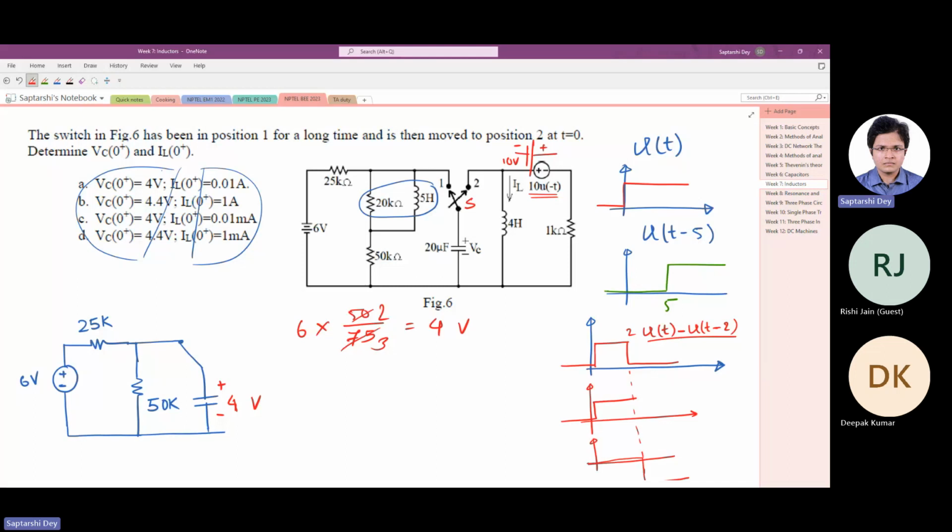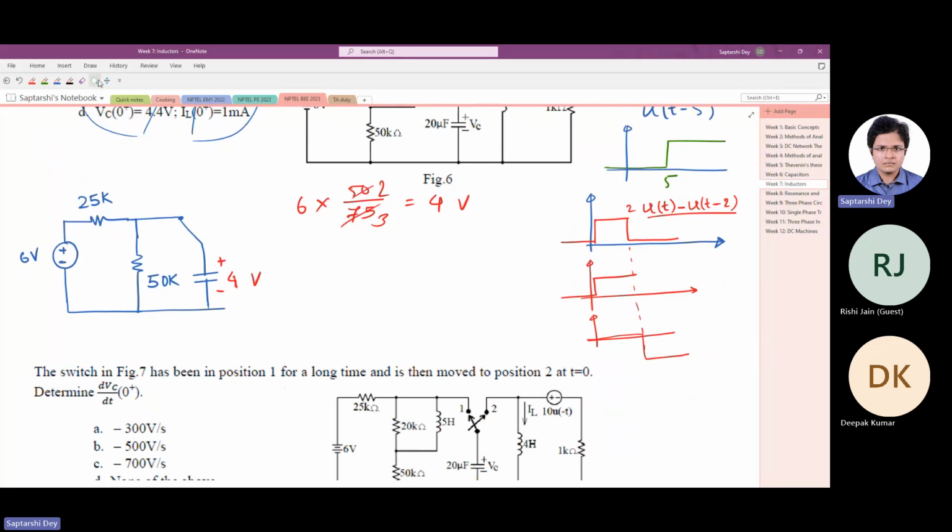Another question is, it is then moved to position 2 at t equals 0. Determine Vc and IL. So now we will go through the same process. We'll redraw the circuit, or let it be here. Let me copy this.